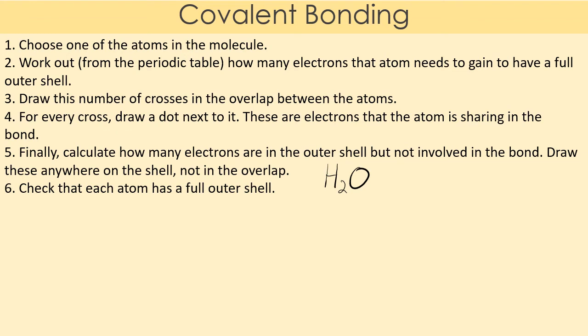And a little tip for drawing these, find out which atom you've got the least of and put that in the middle. So we've got oxygen, we have the least oxygen, we've only got 1 oxygen, so I'm going to draw my oxygen in the middle, and I'm going to draw my hydrogens either side of it, and then draw my shells around it.